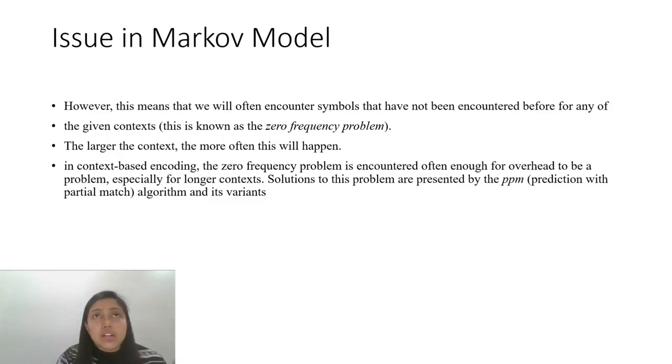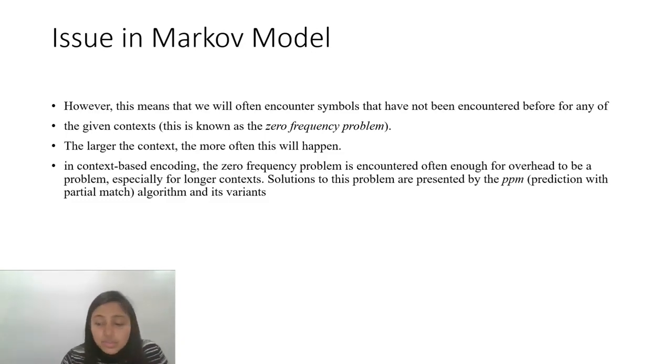Let's suppose there was a colored image, and a sequence would be coming like black, white, red, black, white, red, black, white, red, and suddenly a green comes up. Green is not familiar to the previous pattern, so that will create the zero frequency problem, because it was never encountered earlier. The larger the context, the more this problem will happen. We have multiple solutions, but this time we are only proposing PPM, prediction with partial match, an algorithm which we will learn in further units. That is the solution for this overhead, the zero frequency problem. So this was the Markov model.